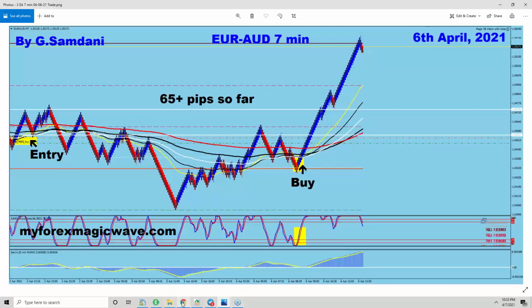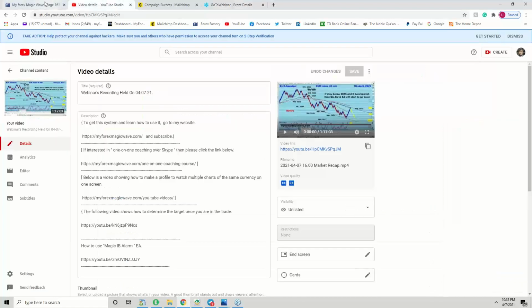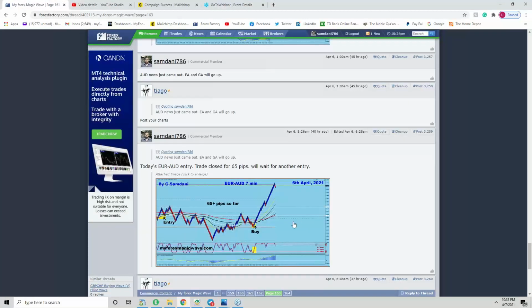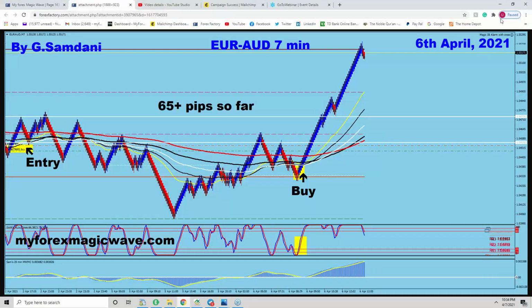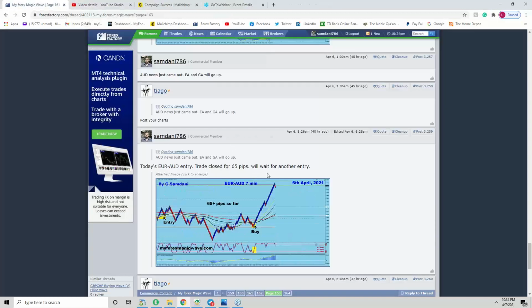Proof of that is, let me show you. Okay, so this is now here. You can see that I posted on the Forex Factory that today EUR-AUD entry trade closed for 65 pips. We'll wait for another entry. That was I posted on the 6th after this chart here, right? This is the chart. Let me show you. See, this is the one, right? So I posted the chart and I said that I will wait for another entry. So this was done at 65 pips.